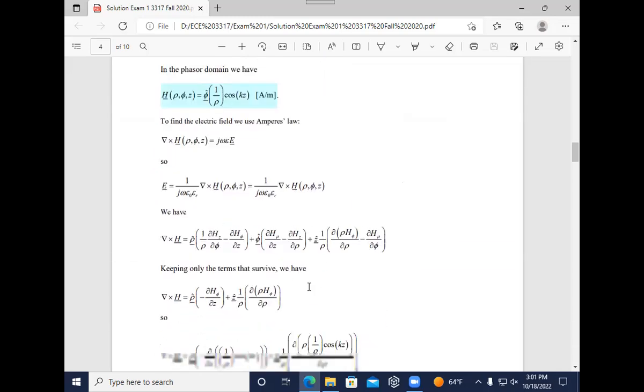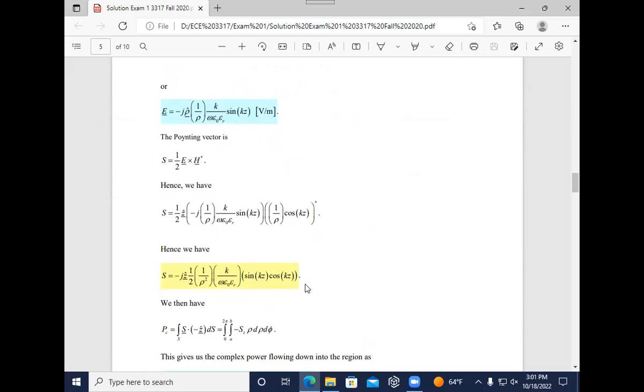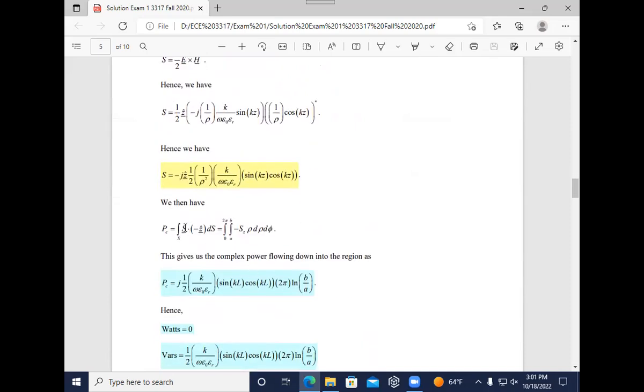Okay, so that's where we got the negative z hat from. So S dot negative n hat, which is negative z hat. That's going to be the complex power in VARs and watts per square meter. Then integrate over the surface to get total watts and total VARs. Now S dot minus z hat is the same thing as just negative S sub z. S sub z just means the z component, right?